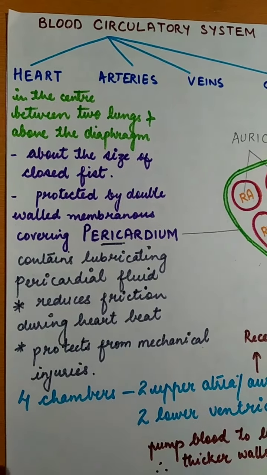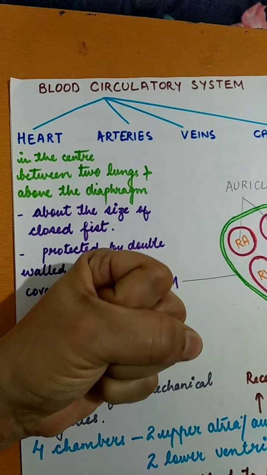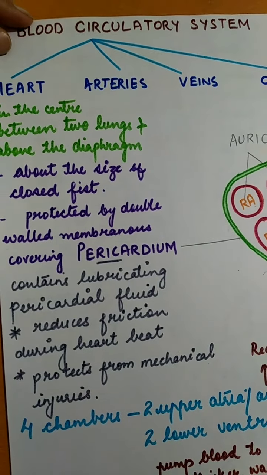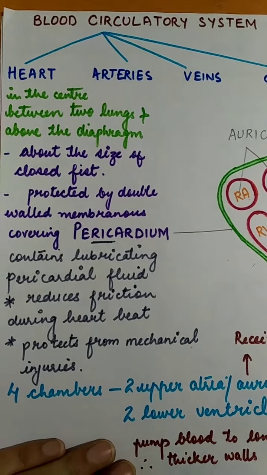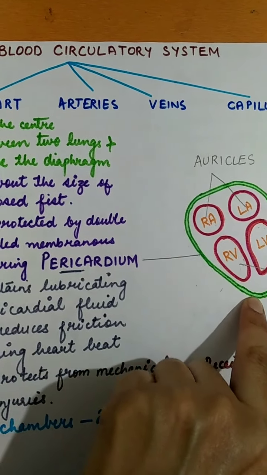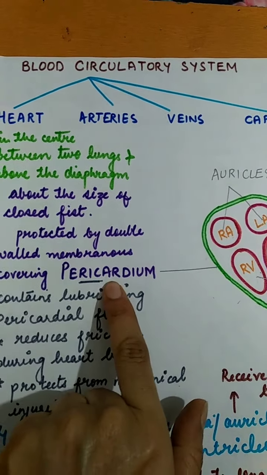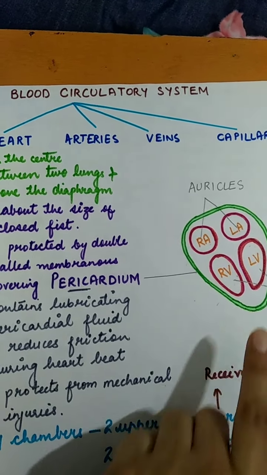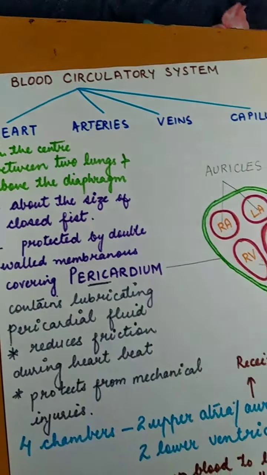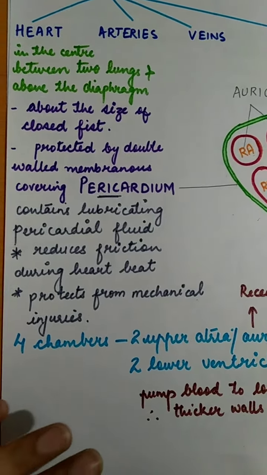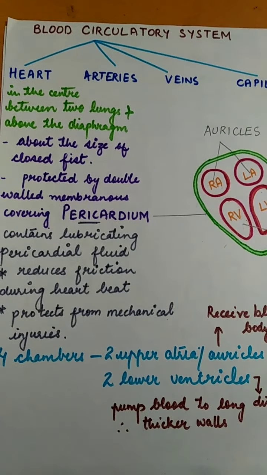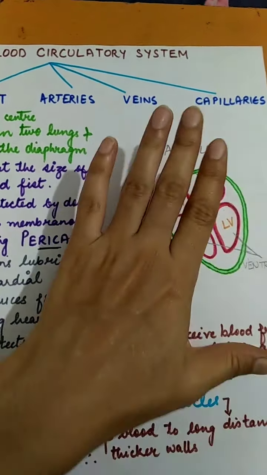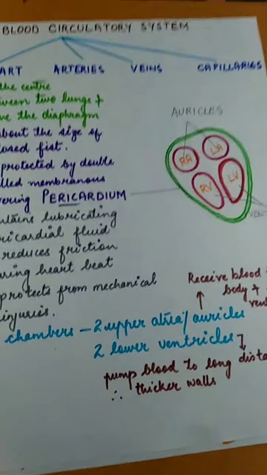Now if we talk about the size of the heart, it is about the size of a closed fist, with a length of 12 centimeters and a width of around 9 centimeters. Our heart is protected by a double walled membranous covering known as the pericardium, which carries a fluid inside it known as pericardial fluid. This pericardial fluid has two functions. First of all, it reduces the friction during the heartbeat, and also it protects the heart from mechanical injuries. So this is about the heart.